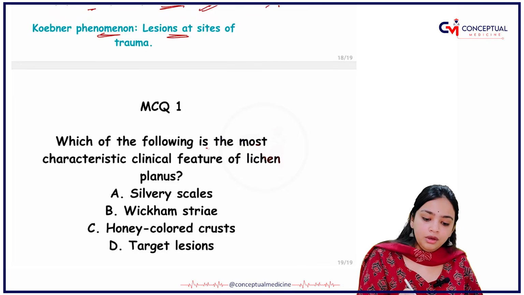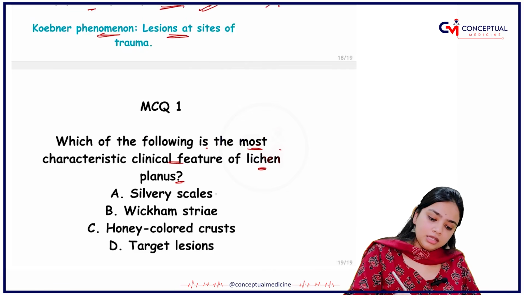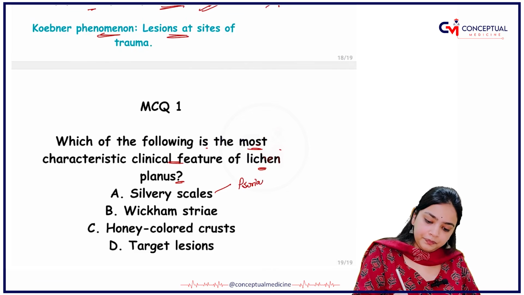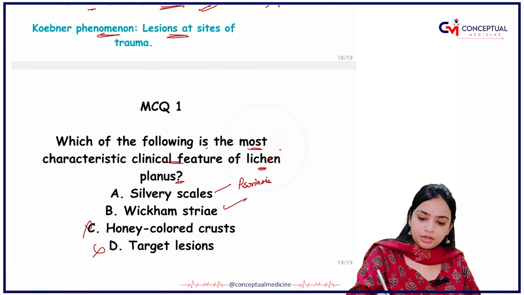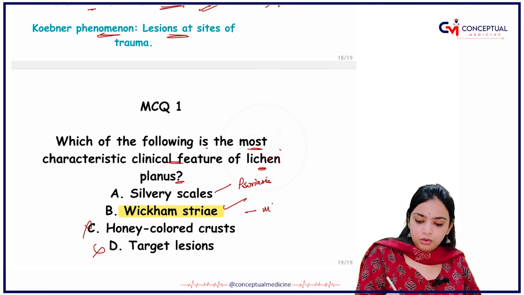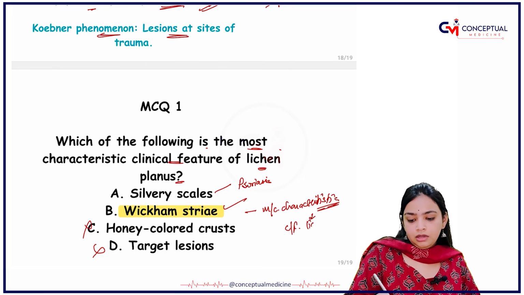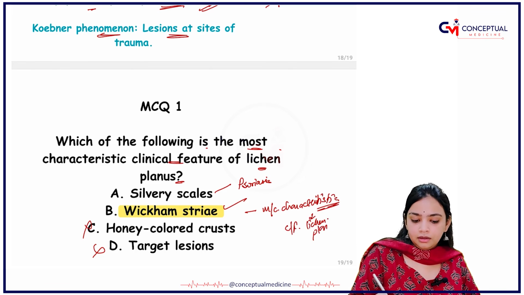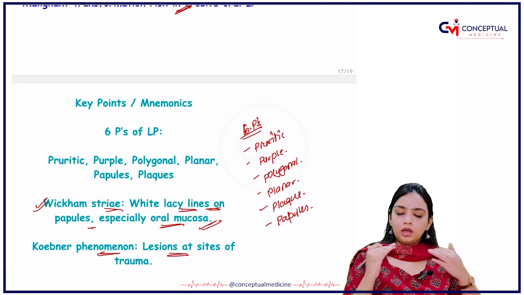Let's solve an MCQ. Which is the most characteristic clinical feature of lichen planus? Is it the Civatte scale? Civatte scale is for psoriasis, right? Is it the honey-colored crust? No. Is it the target lesions? No. So the answer is Wickham Striae, which is the most characteristic clinical feature of lichen planus. So just remember the 6 P's of lichen planus, and you are sorted with this chapter.